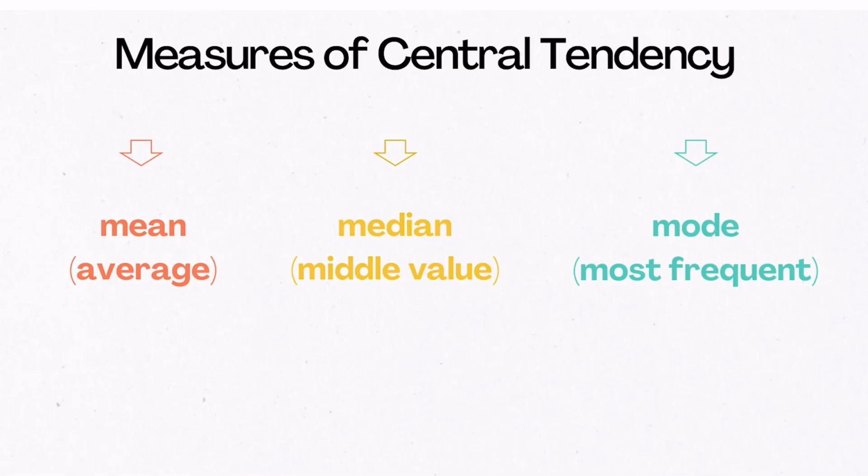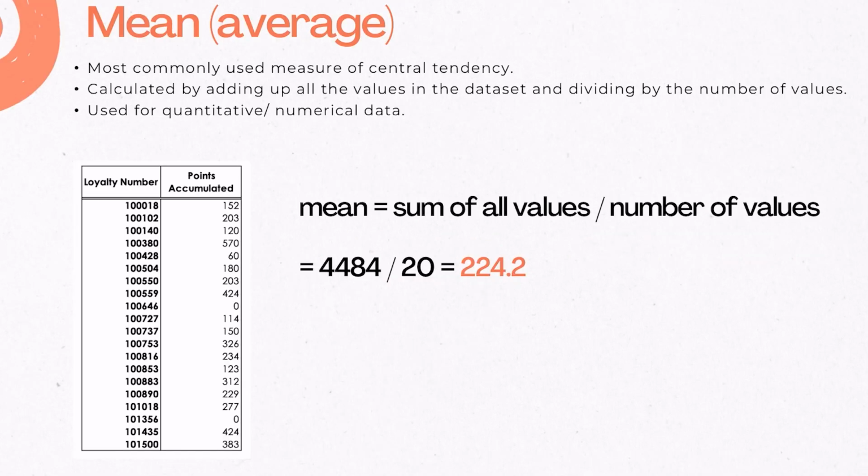There are three measures of central tendency we are going to talk about. This is mean or average, median or middle value, and mode or the most frequent value in the dataset. I'm sure you have heard about mean, you've used it a lot of times. So mean is the arithmetic average. It is the most commonly used measure of central tendency, and how we calculate it is we add up all the values in the dataset and divide by the number of these values. And since there are mathematical operations involved, this is only used for quantitative, or in other words, numerical data.